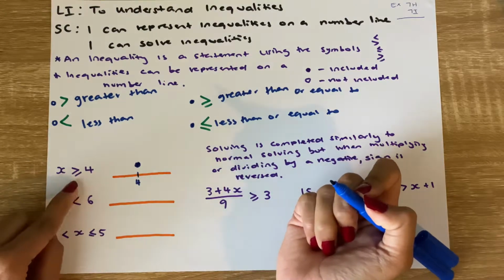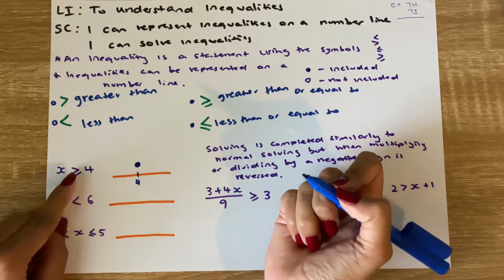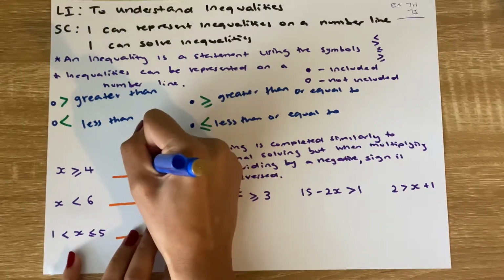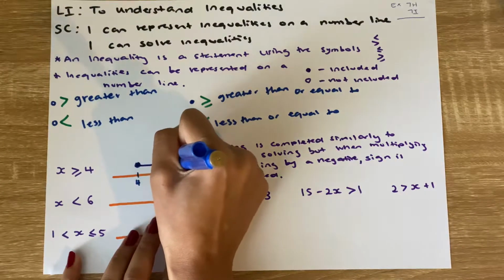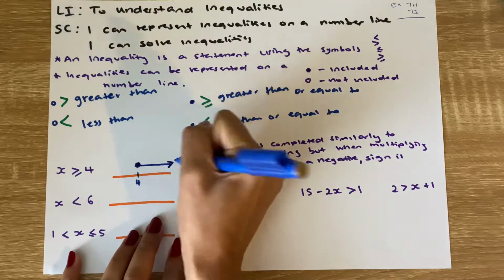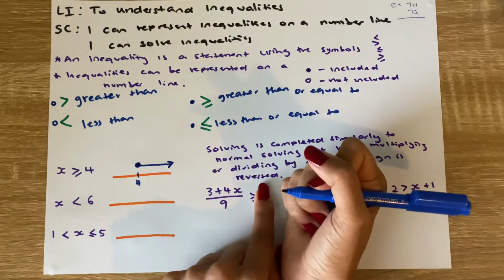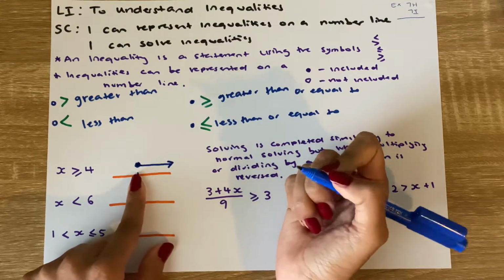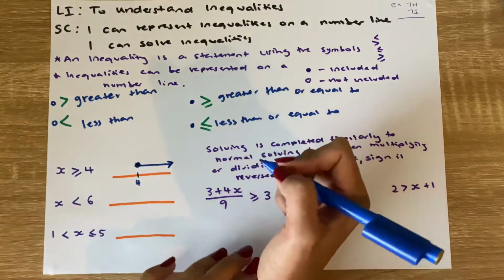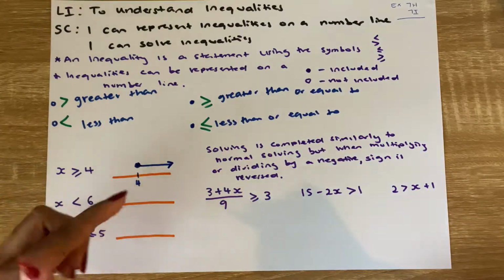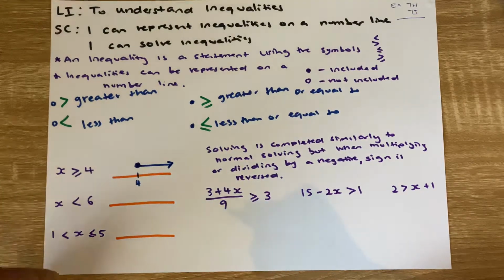Okay. If it is greater than, my arrow is pointing this way, which means we are talking about all numbers that are greater than 4. So on a number line, I represent it by saying all numbers this side of the number that we've spoken about. Okay, so greater than, we're talking about moving to the right. Less than, we're talking about moving the opposite direction to the left.